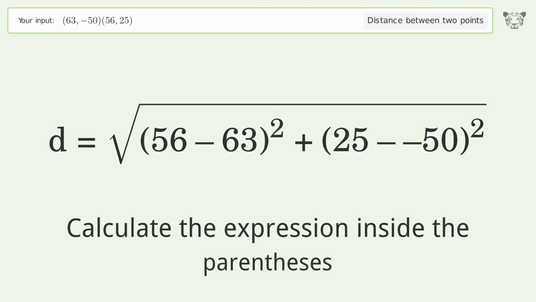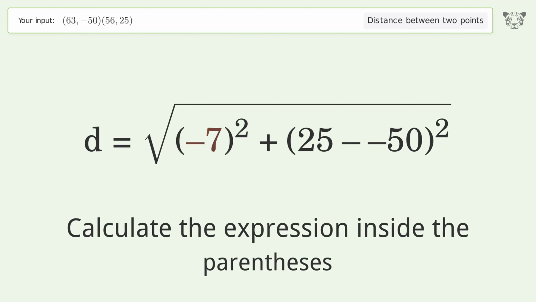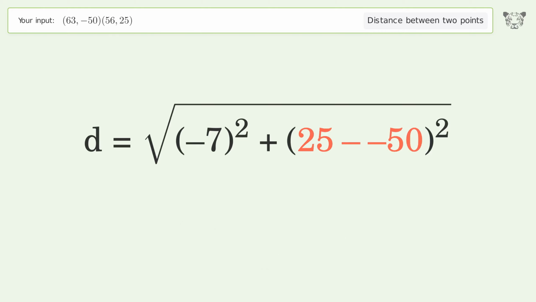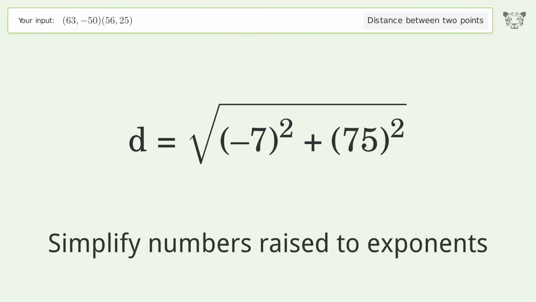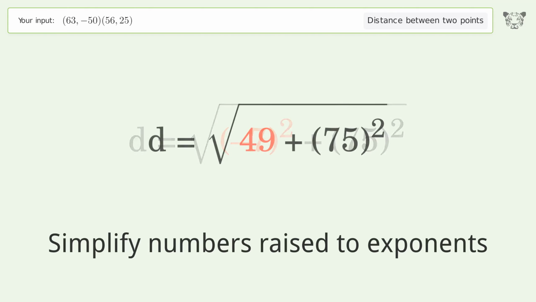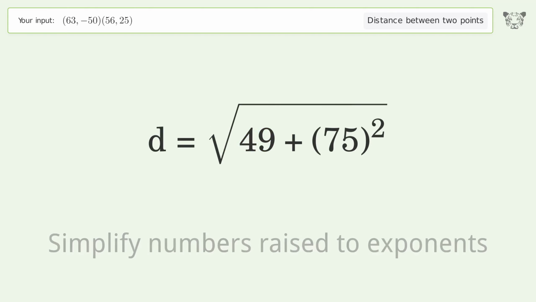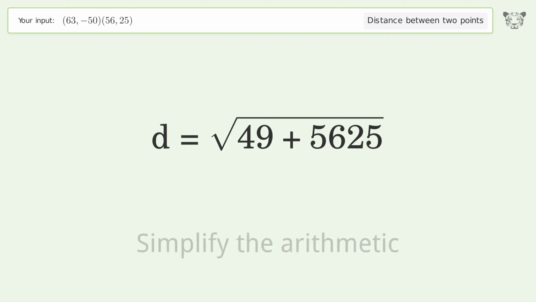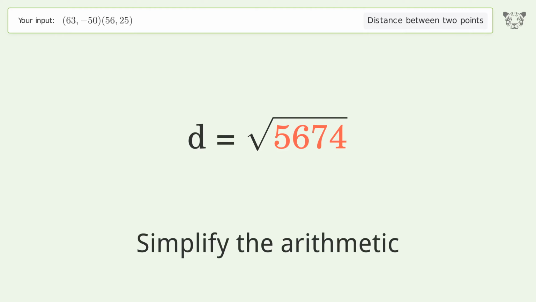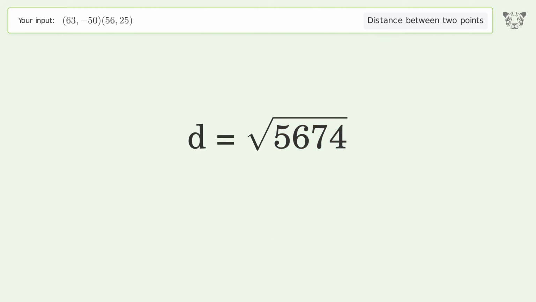Calculate the expression inside the parentheses. Simplify numbers raised to exponents. Simplify the arithmetic. And so the distance between the 2 points is the square root of 5,674, or 75.326.